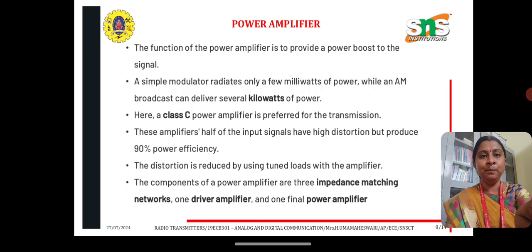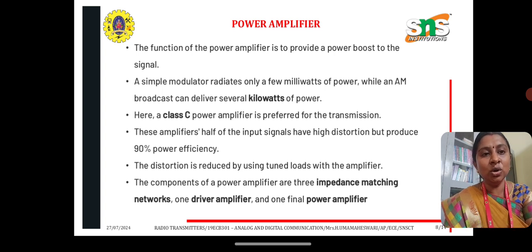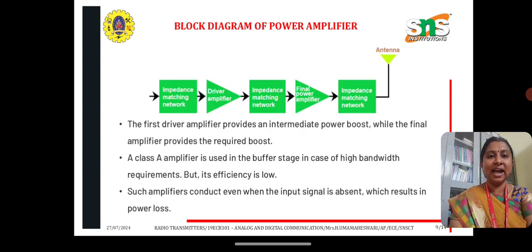Power amplifier. The main function is to provide a power boost to the signal. A simple modulator radiates only a few milliwatts of power, while an AM broadcast can deliver several kilowatts of power. Here, the class C power amplifier is preferred for the transmission because it has high distortion but produces 90% power efficiency. The distortion is reduced by using tuned loads with the amplifier. The components of the power amplifier are three impedance matching networks, a driver amplifier and a final power amplifier.